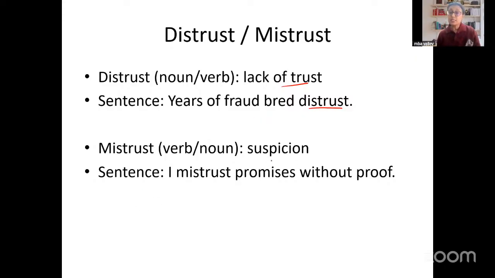मिसट्रस्ट. मिसट्रस्ट इज सस्पिशन. I mistrust promises without proof. So distrust is lack of trust, while mistrust is suspicion. जैसे जब नया नया AI आया था तो सब लोग हैरान थे कि क्या है ये, क्या होगा, पता नहीं इस पे विश्वास करना चाहिए कि नहीं, right? What was it? Mistrust. Okay.